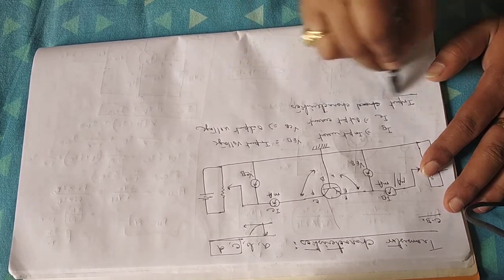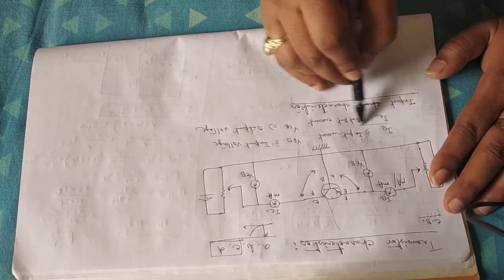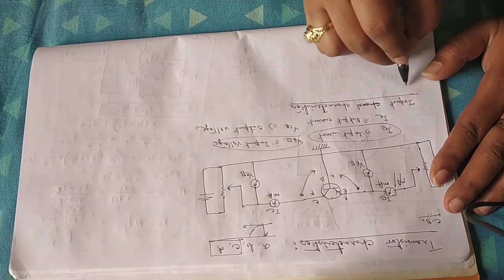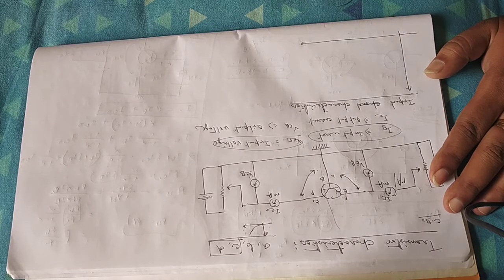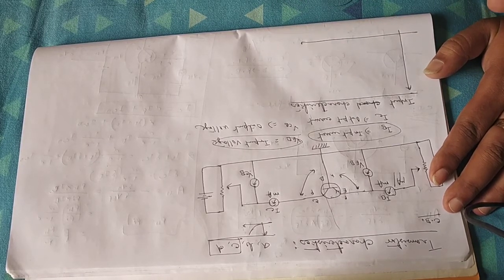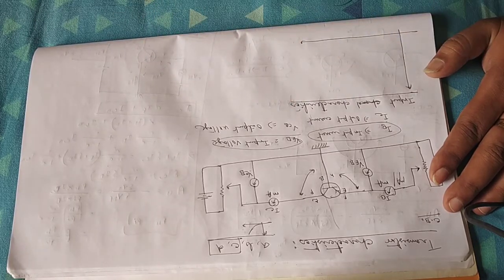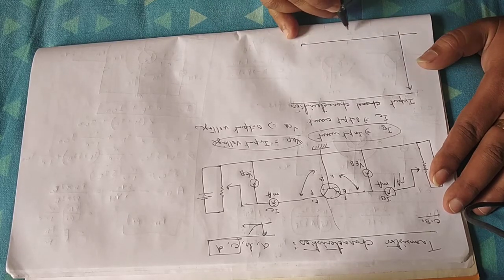Input characteristics means the variation between the input parameters. What are the input parameters? This is input current and this is input voltage. So if I now draw a curve between these two, keeping the output parameters fixed, that is, keeping the output voltage fixed, output voltage meaning VCB, I am drawing the curve between the input voltage and input current.